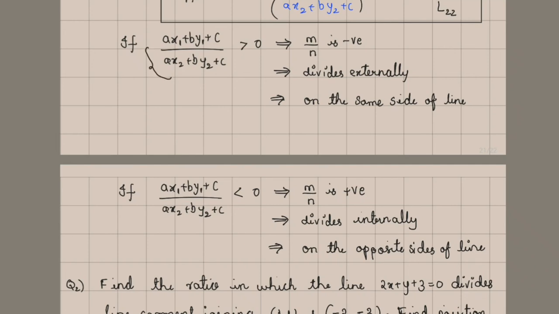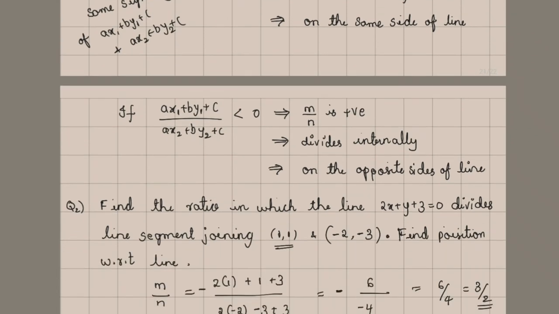This is nothing but same sign. See, if both are negative, then negative by negative is positive. If both are positive, positive by positive is positive. This means same sign.